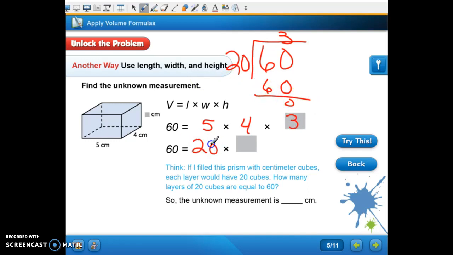So 20 times 3. If I filled this prism with centimeter cubes, each layer would have 20 cubes. How many layers of 20 cubes would I have to equal 60? So the unknown measurement is 3. So we used our problem solving backwards, and we had to use the inverse operation, right?